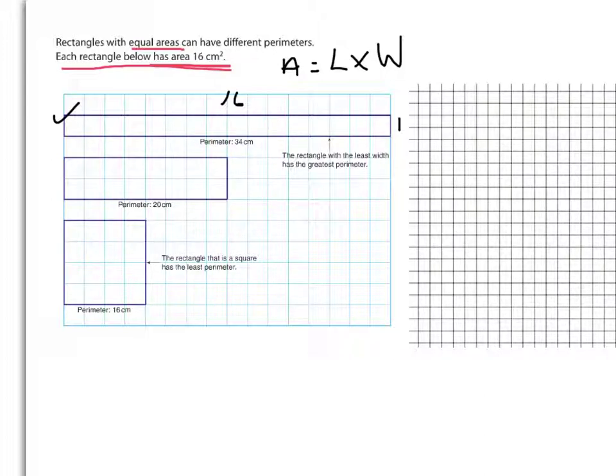Let's check this next one. 2 by, let's count. 1, 2, 3, 4, 5, 6, 7, 8. Well, 2 by 8. 2 times 8, yep, that equals 16, so it has an area of 16. Let's check our last one. 4 by 4. 4 times 4 is 16, so yes, that has an area of 16. Now they have different perimeters. Let's take a look at those perimeters.